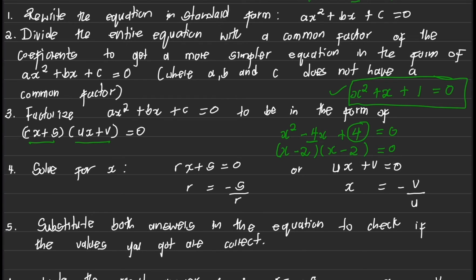If you have minus 2 multiplied by minus 2, you get this positive 4. And then if you take minus 2 and add it to minus 2, you get this negative 4x. So that's how you factorize your equation.